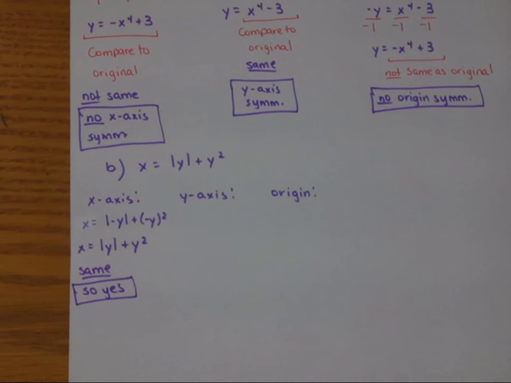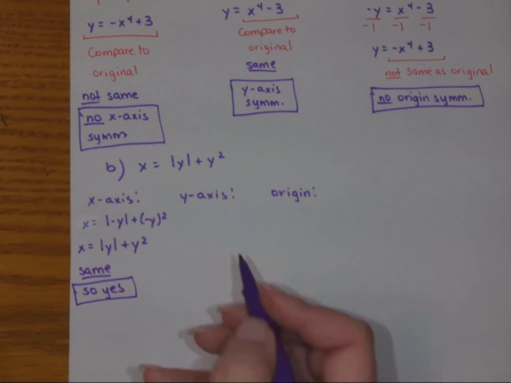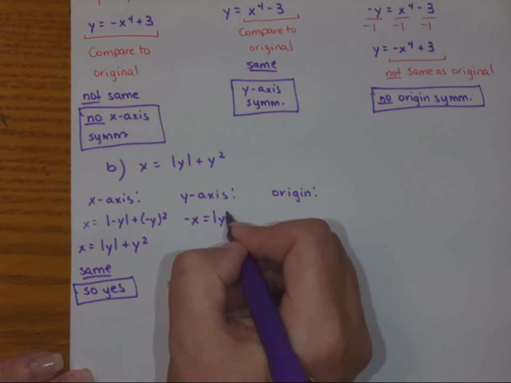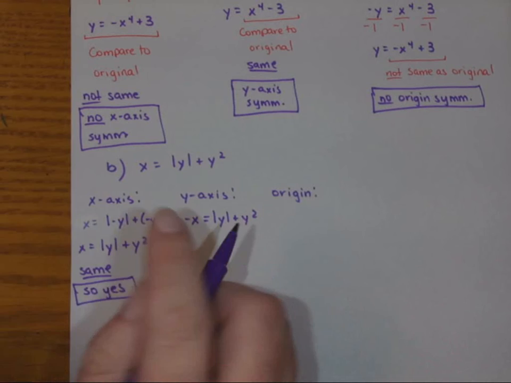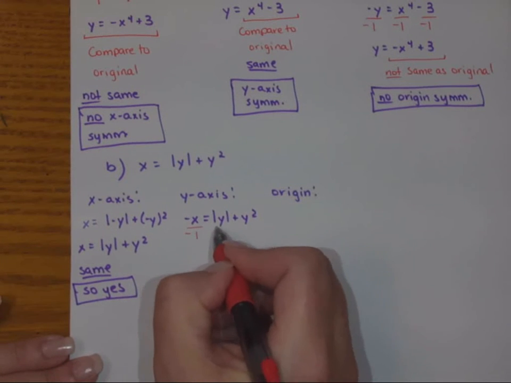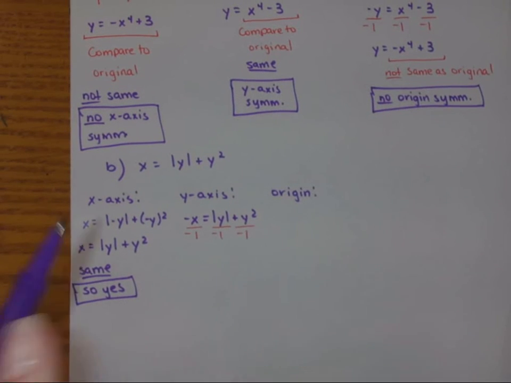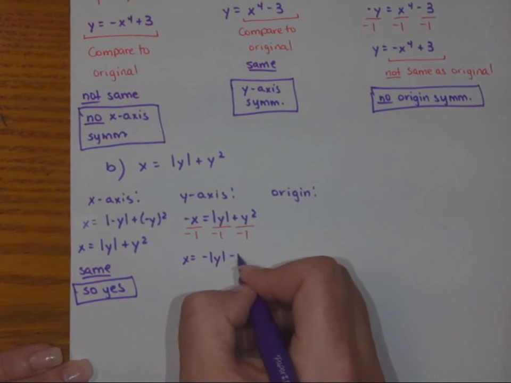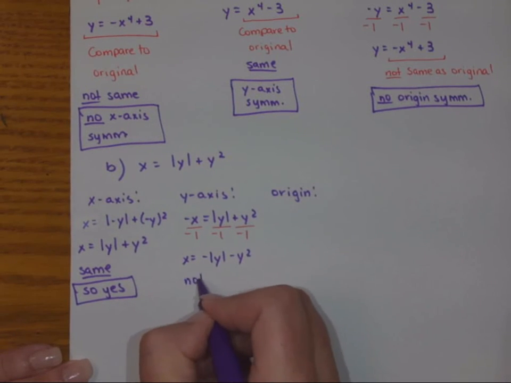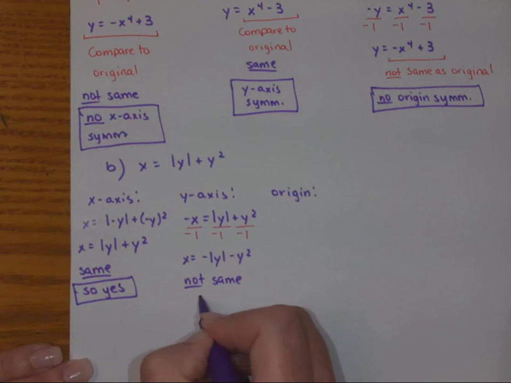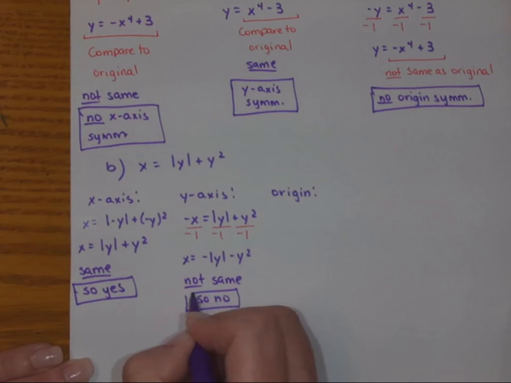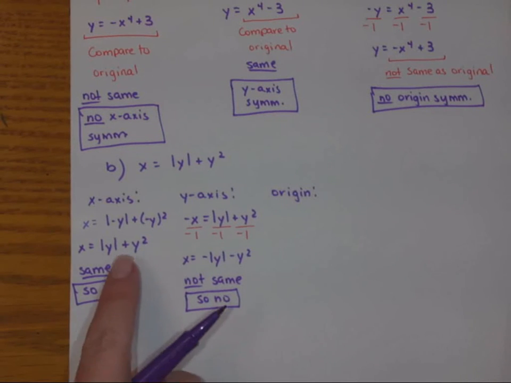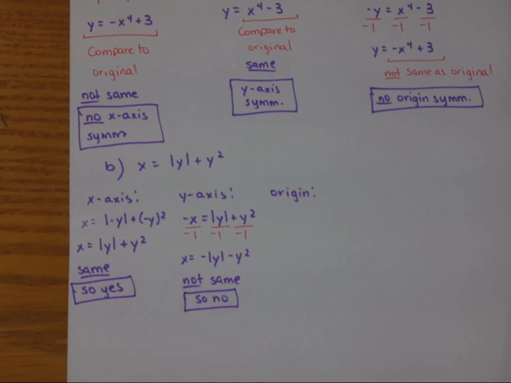Okay, so I'm being more brief with this one because you've already seen one where it worked all the way through. Y-axis symmetry, go ahead and replace x with negative x, but leave y alone. And then we would make it look as close to the original as possible, which would mean all the signs would change. So x equals negative absolute value of y minus y squared. Okay, so it's not the same, so it's a no. I'm going to be checking your work on these, so I need to see that you plugged in the negative version and that you actually worked it out after that.